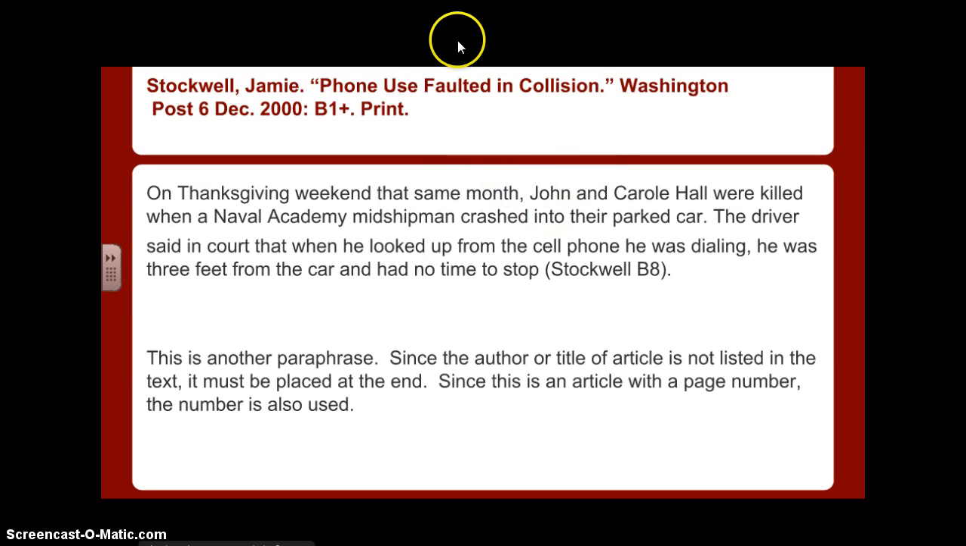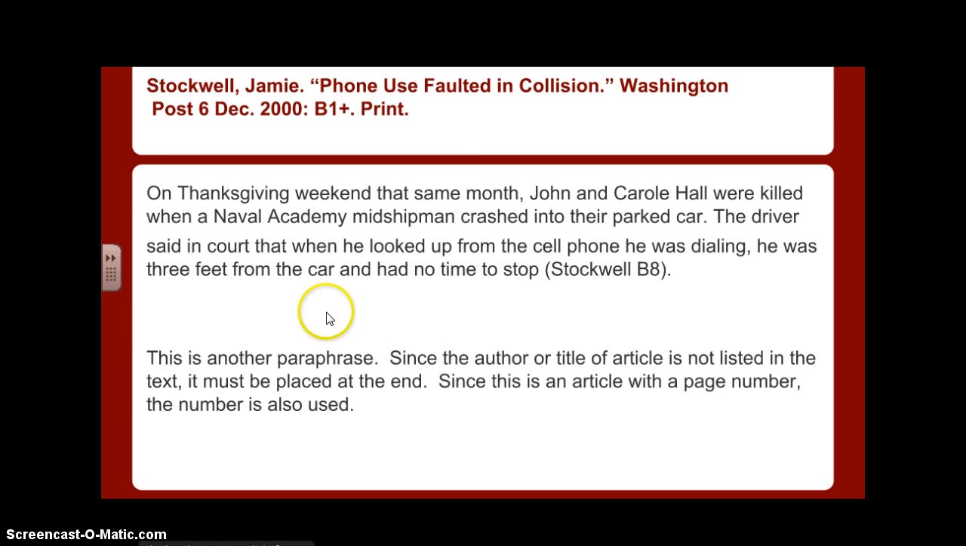Again, here's the information that we would have on the works cited page: double spaced, with the second line indented. What's different here is you notice how this says print. Since it says Washington Post, this source is from a newspaper. And it says B1 plus. That means that this article started on B1 and continued on other pages, but they weren't consecutive. If it were pages 1 and 2, then they would put B1-2.